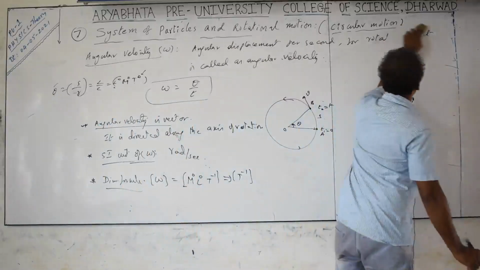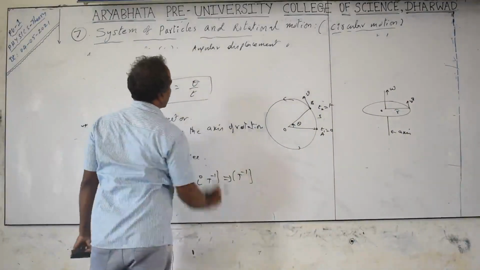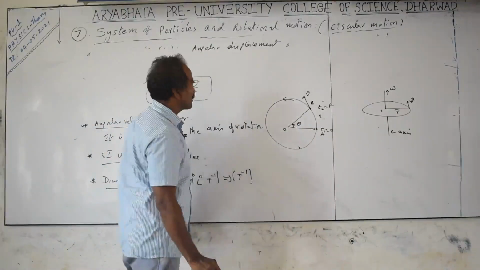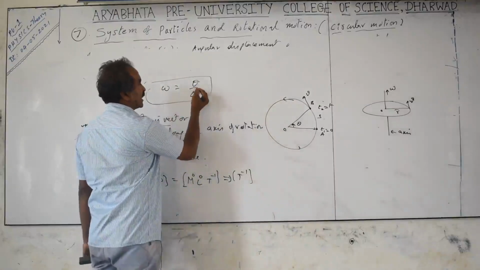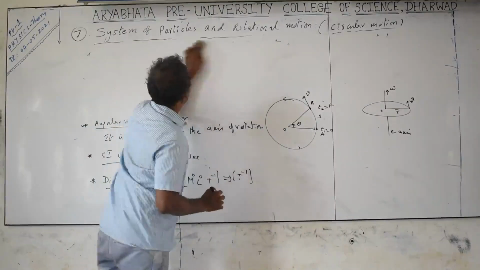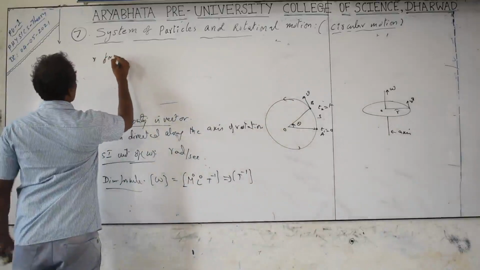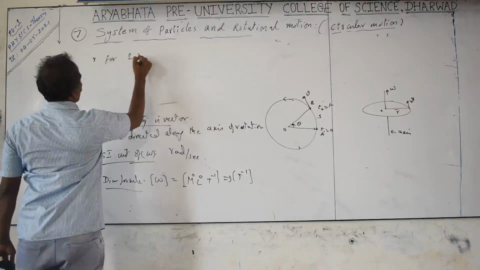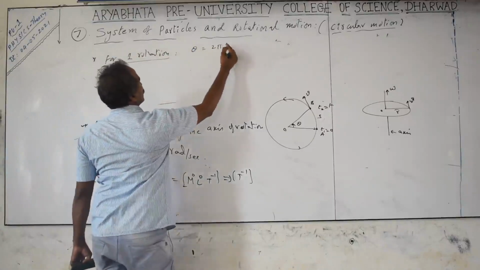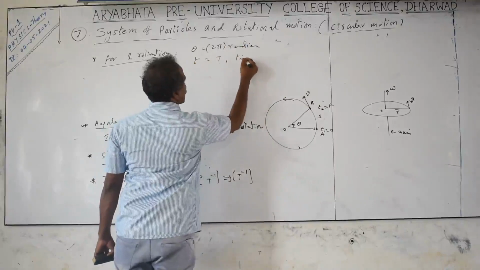If you take one rotation, theta becomes equal to 2 pi radians and the time is t. The time taken for one rotation is called the time period. Therefore, for one rotation, omega becomes equal to 2 pi by capital T. For one rotation or revolution, theta equals 2 pi radians, and t becomes equal to capital T, called the time period.